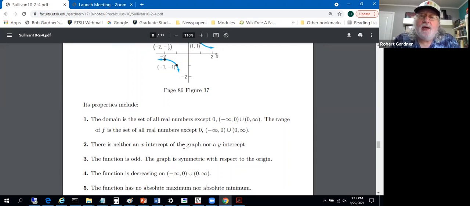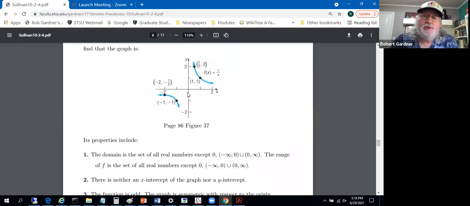There's neither an x-intercept nor a y-intercept, right? X equals 0 is not in the domain. Y equals 0 is not in the range. We can't put 0 in. We won't get 0 out. So no intercepts. The function's odd because it has symmetry with respect to the origin.